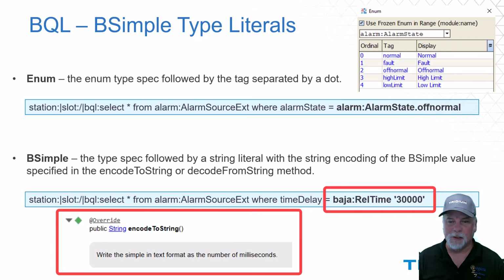The capture here is showing the encodeToString method from the BRelTime help document. And you can see it just says write the simple in a text format as the number of milliseconds. So by saying baja:RelTime and then 30,000, that's saying 30 seconds, right? 30,000 milliseconds, divided by 1,000 is 30 seconds, right?